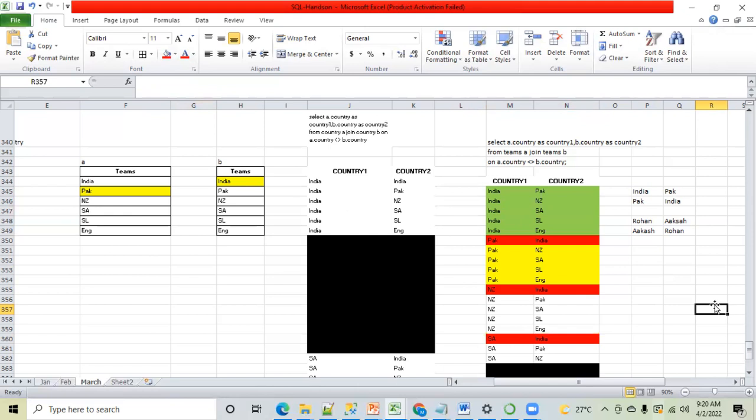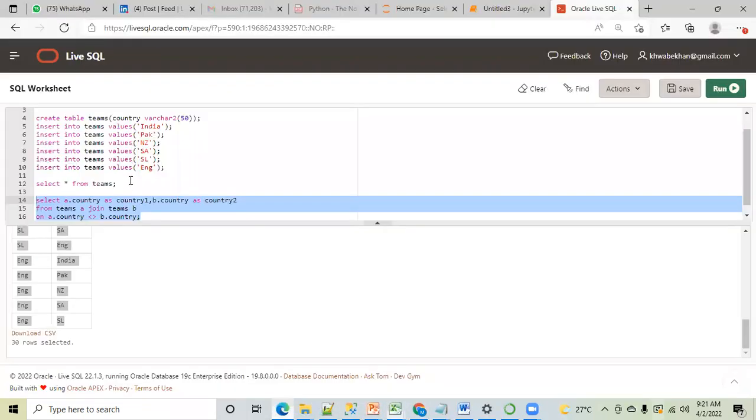Now think like this. Forget about SQL for the time being. This is the main table. So it seems like we have played India with Pakistan, India with New Zealand, India with South Africa, India with Sri Lanka, India with England. Correct? Now here what I will do, I will map that Pakistan will play with New Zealand. I want it like this, no? Pakistan will play with South Africa, Pakistan will play with Sri Lanka, Pakistan should play with England. I want this, correct?